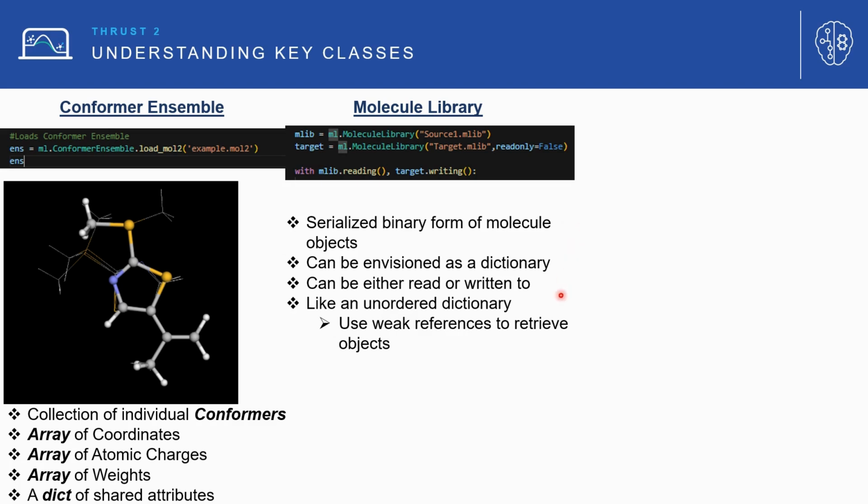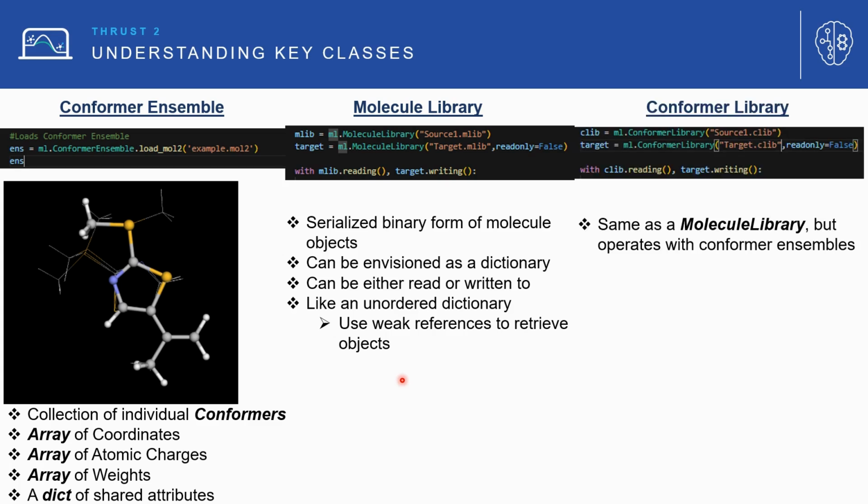And it's an unordered dictionary where we use kind of this weak reference approach to retrieve the objects, which allows us to not have to wait for the entire thing to load to be able to operate with it. The conformer library is its analog. You can read and write in the same exact form. It's just this will operate with conformer ensembles instead of molecules themselves.